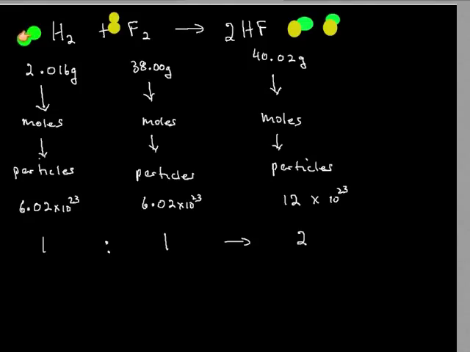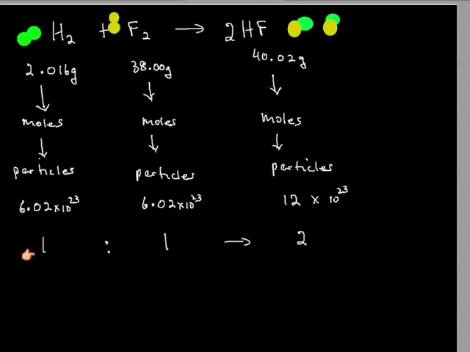Now, this is a particle model of hydrogen, and here in yellow is a particle model of fluorine, and here we have the particle model of hydrogen fluoride. Now we said 2.016 grams of hydrogen reacted with 38 grams of fluorine to produce 40.02 grams of hydrogen fluoride. If we converted the mass to moles and eventually to particles for each one of these, we will discover that you have 1 mole of hydrogen and 1 mole of fluorine. If you converted the mass of hydrogen fluoride produced, you will discover that the number is 2.